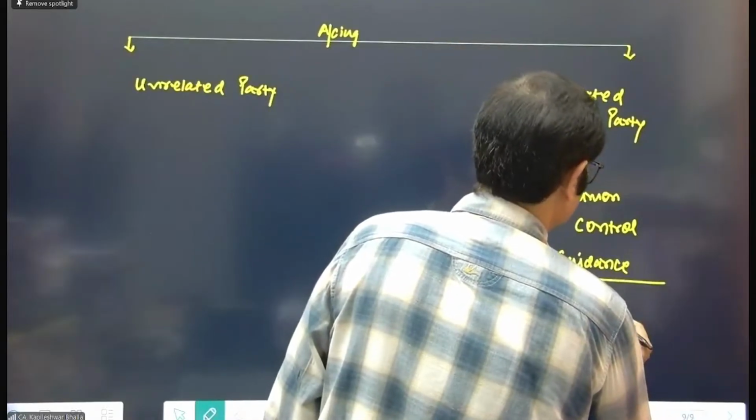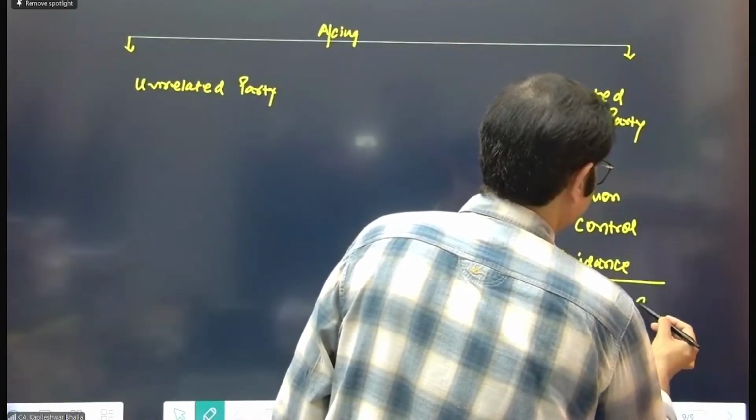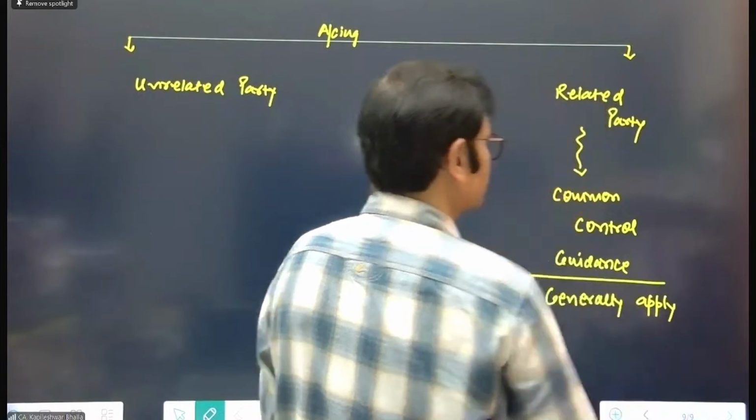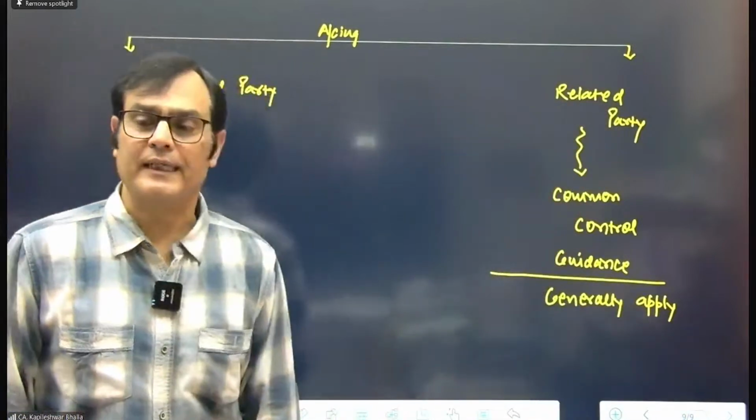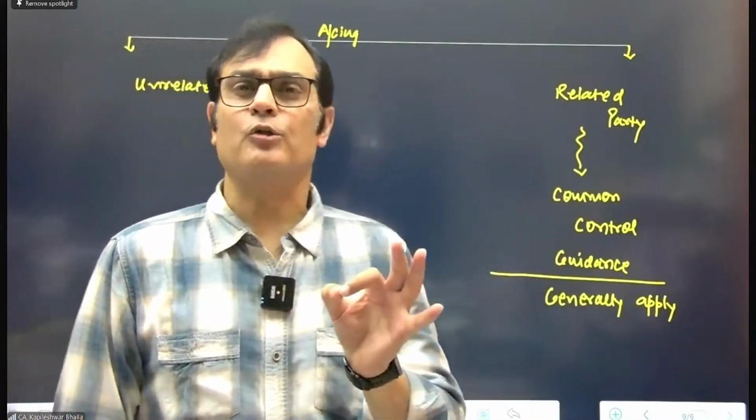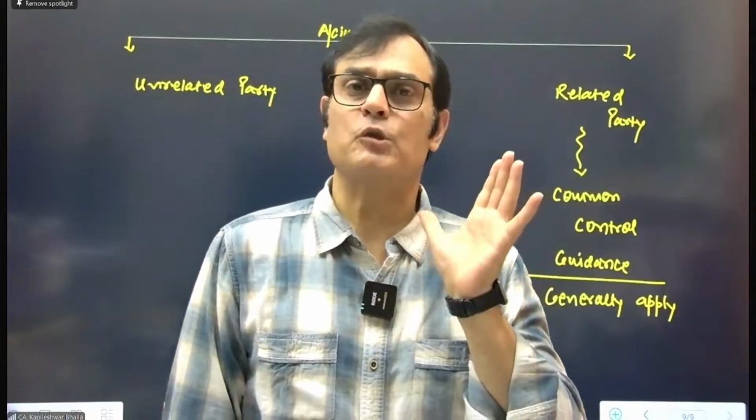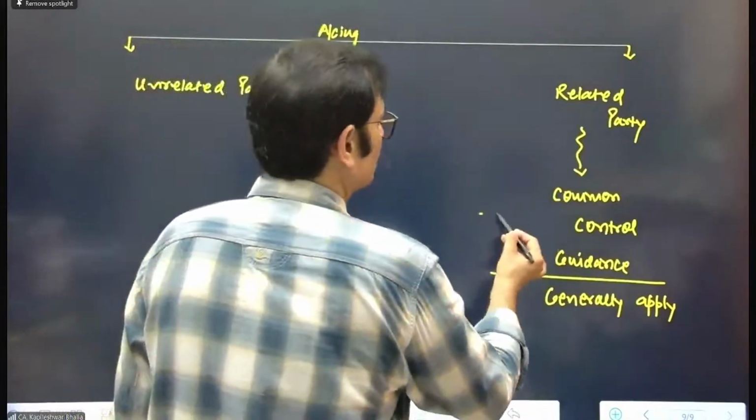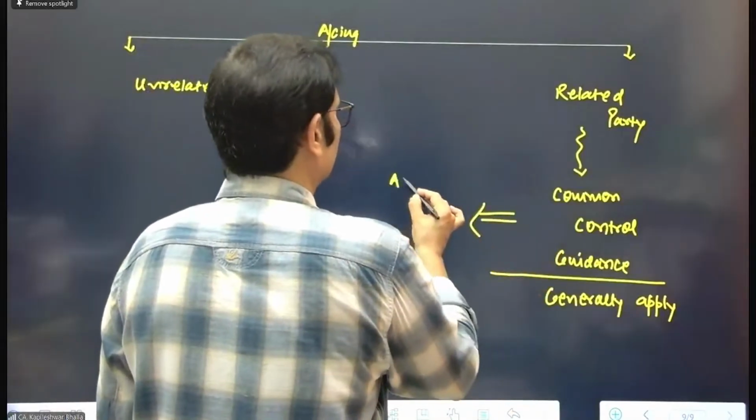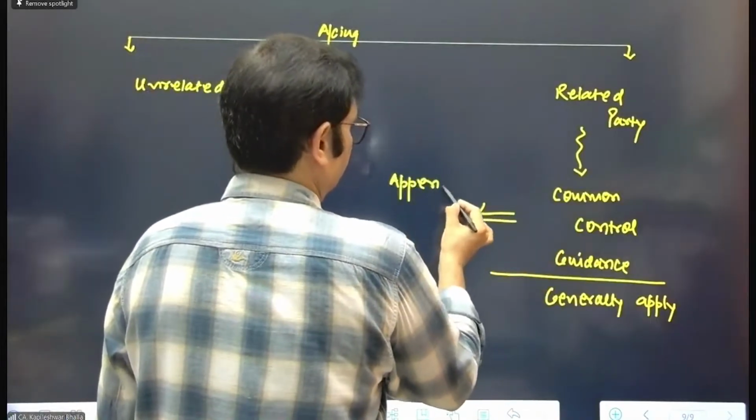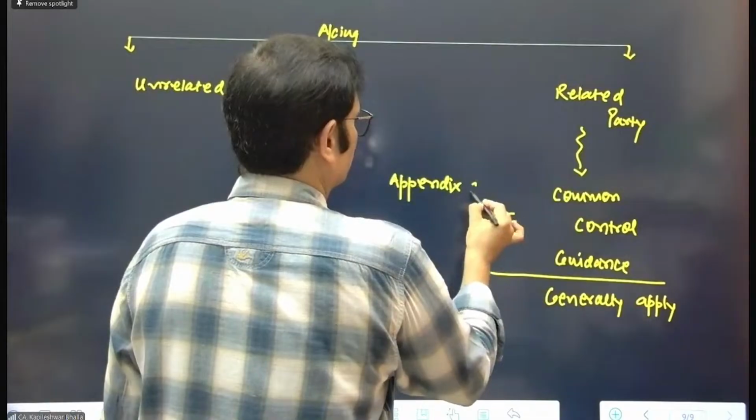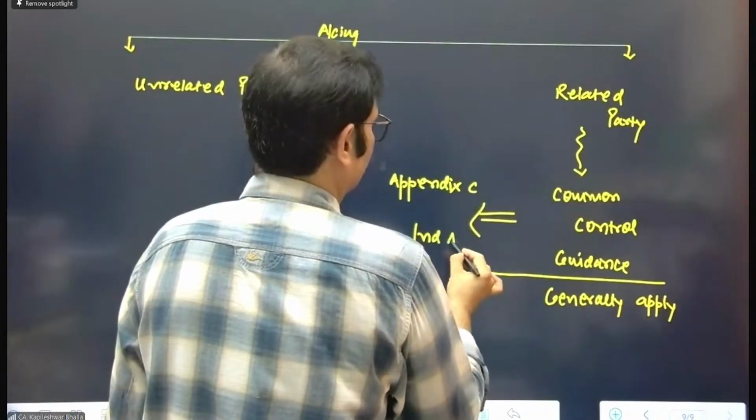Because there are good chances that if it is a related party transaction, then the common control guidance would apply. And this common control guidance is given in Appendix C of Ind AS 103. So this is going to be the application of Appendix C to Ind AS 103.